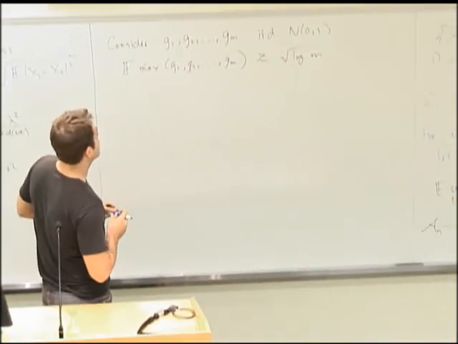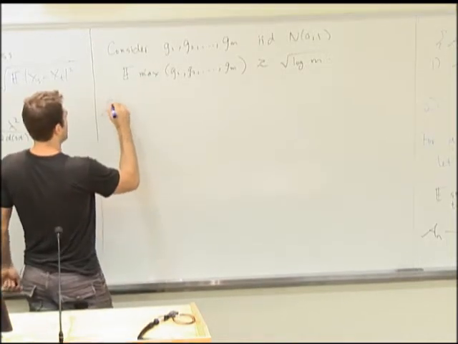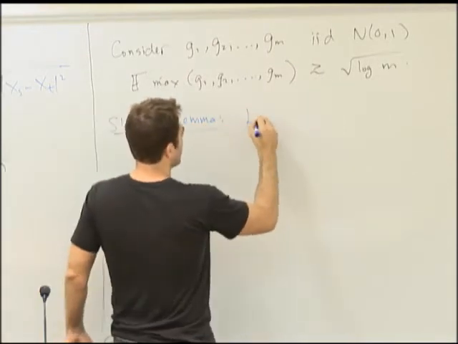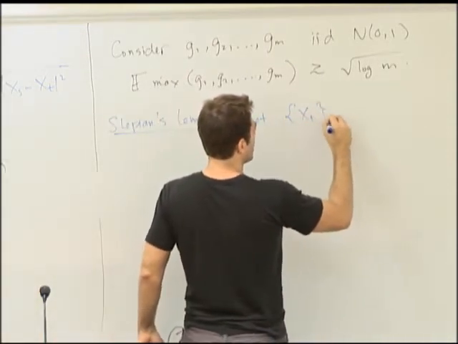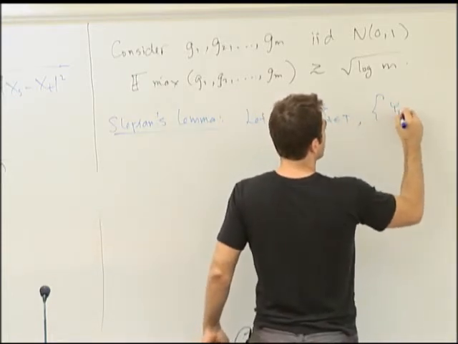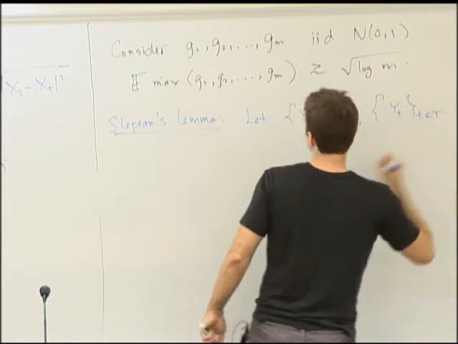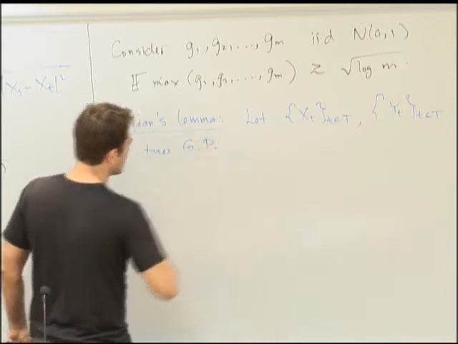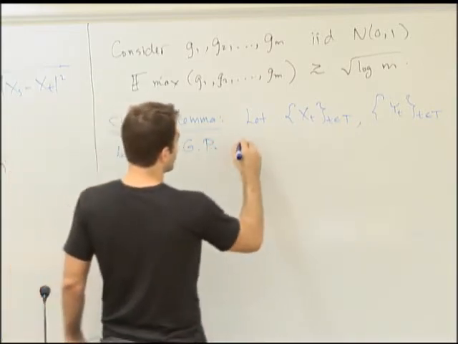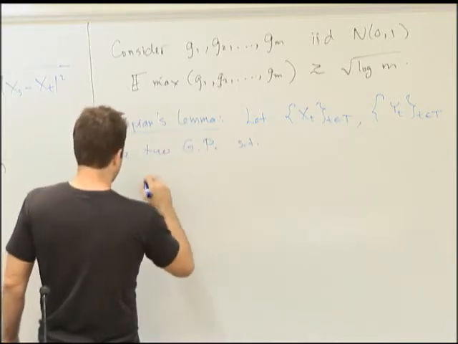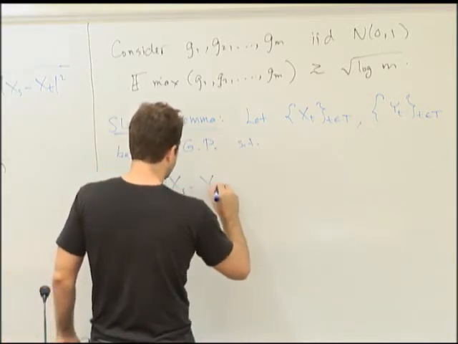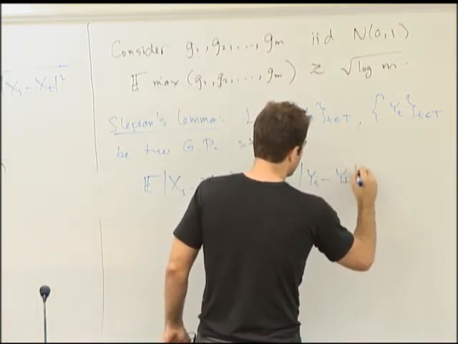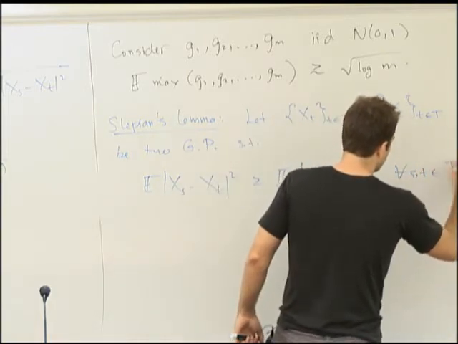So we're going to use this, and then another classical fact called Slepian's lemma, which is the following. Let's take two Gaussian processes on the same index set T, X_t and Y_t, such that one of them has distances bigger than the other. So X_s minus X_t squared is always bigger than Y_s minus Y_t squared for all points in our set.